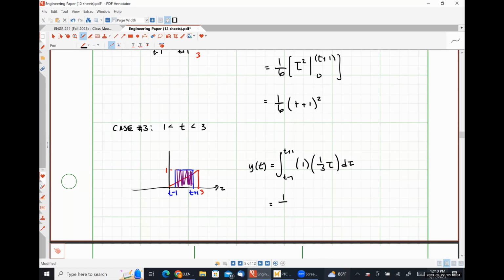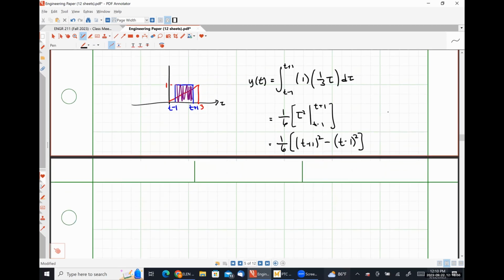So that's going to look like 1/6 of tau squared evaluated at t plus 1 and t minus 1. So 1/6 of t plus 1 squared minus t minus 1 squared. Give myself some more room so we can expand this out.